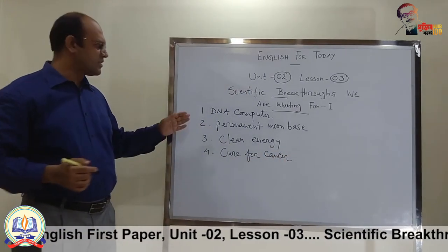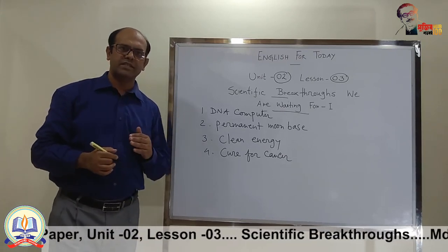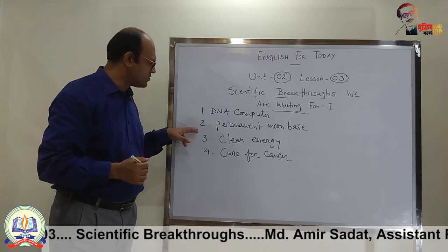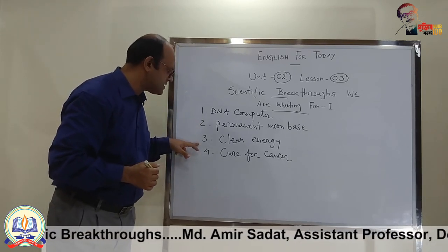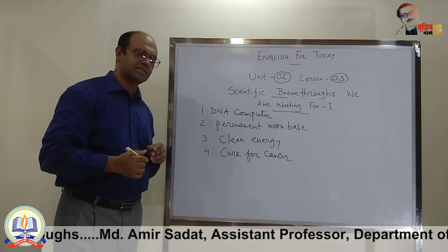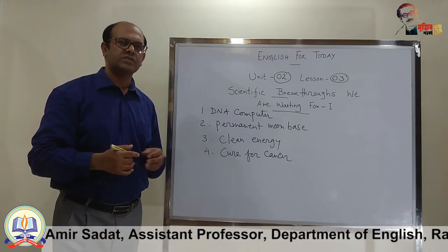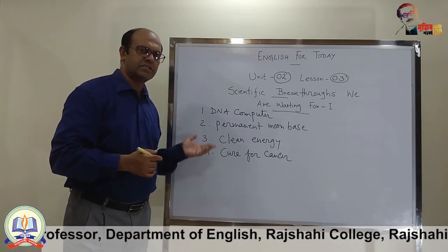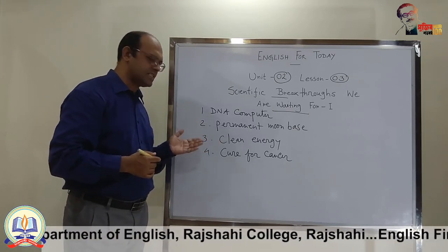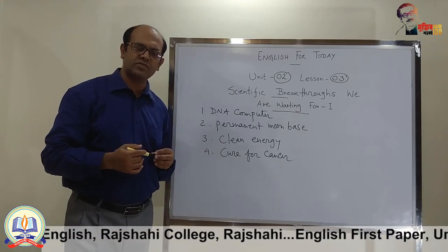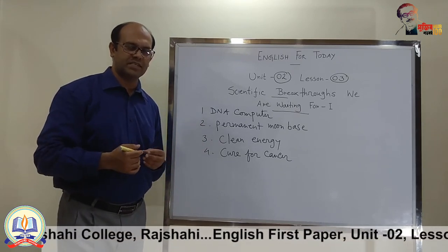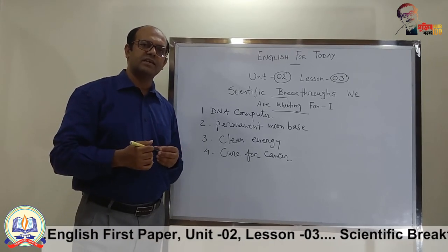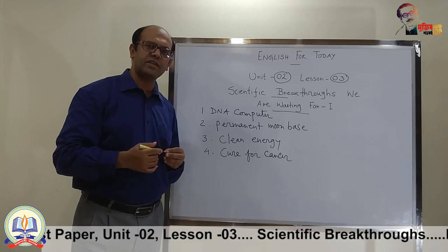These are the four topics which we will discuss today. Number one, DNA computer. Number two, permanent moon base. Number three, clean energy. And number four, cure for cancer. I request my students to read the text carefully, because from the text you will get MCQ questions, cloze test with clues, cloze test without clues, and some open-ended questions. So I request all the students to read English for Today, the textbook, very carefully.